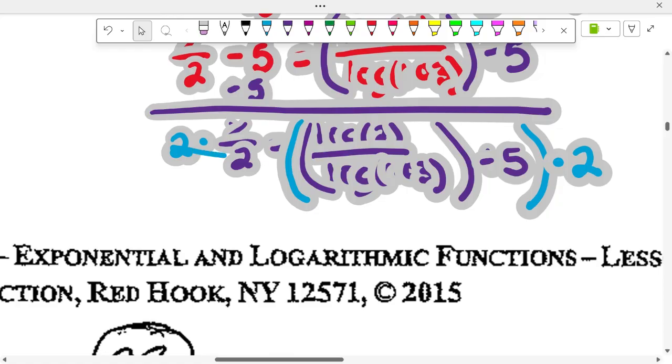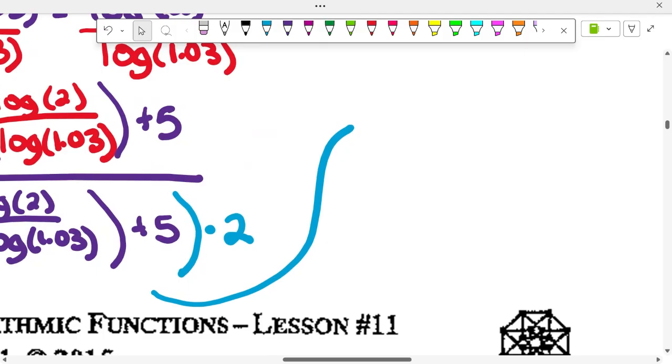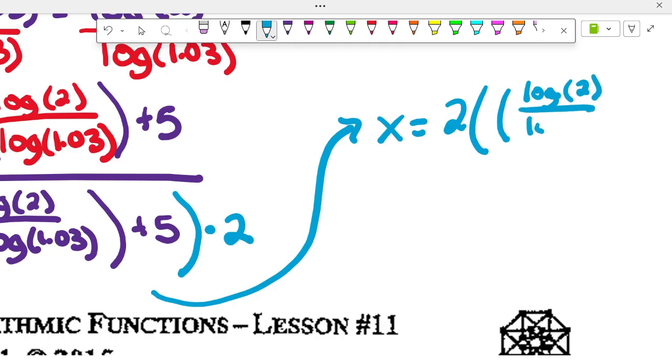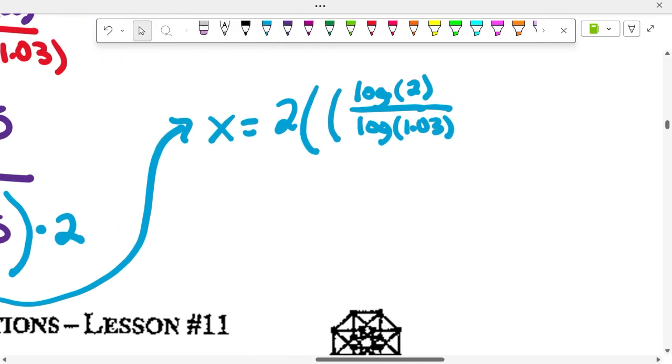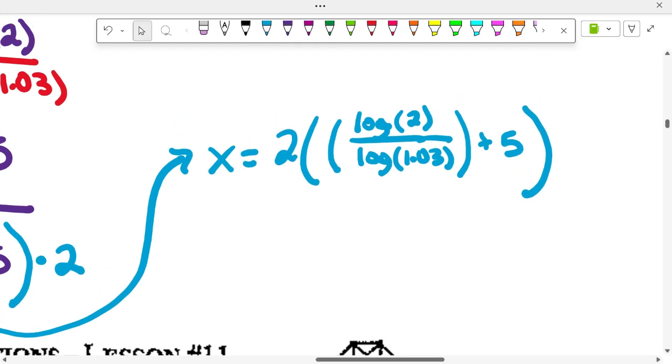So that goes away. I'm going to write it over here because it's a lot. So our exact answer, and I'm going to rewrite it, is 2 times the log of 2 divided by the log of 1.03 plus 5. Now, that is a lot.